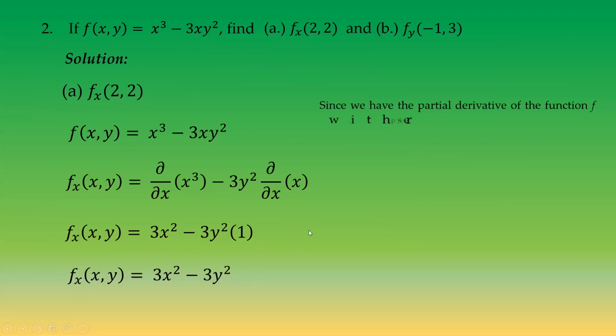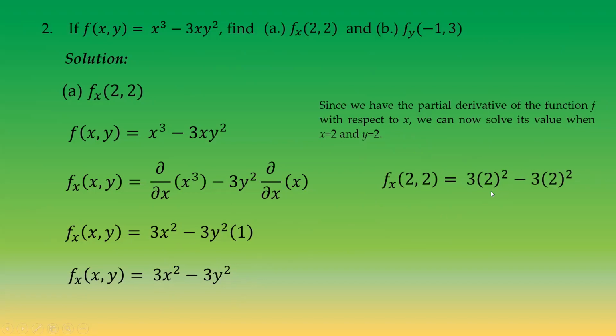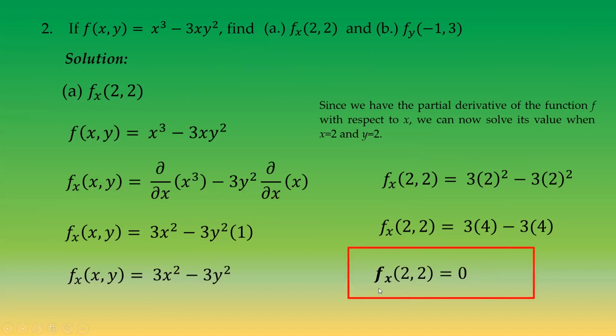So since we have the partial derivative of the function with respect to x, we can now solve for its value when x equals 2 and y equals 2. So we're going to replace x by 2 and y by 2. Then we will have 3 times 2 squared minus 3 times 2 squared. Then we have 3 times 4 minus 3 times 4. Or we have 12 minus 12. Then we have 0. So ito yung partial derivative of f with respect to x when x equals 2 and y equals 2.